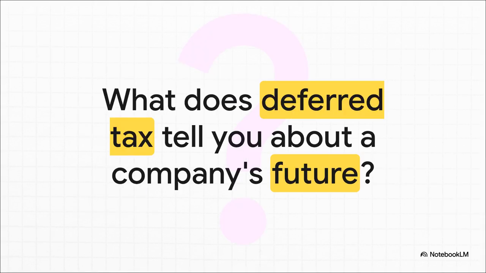So from now on, when you're looking at a company's financials and you see that line item for deferred tax, don't just glaze over it. Stop and ask yourself, what story is this number telling me? Is this company racking up a massive tax bill for the future, or is it lining up some sweet tax breaks down the line? What hidden stories about a company's future are right there waiting to be discovered?